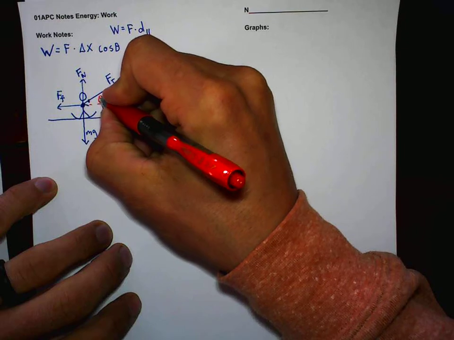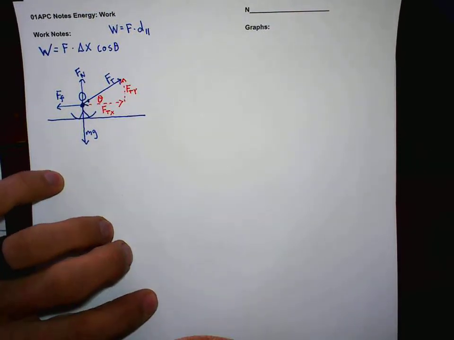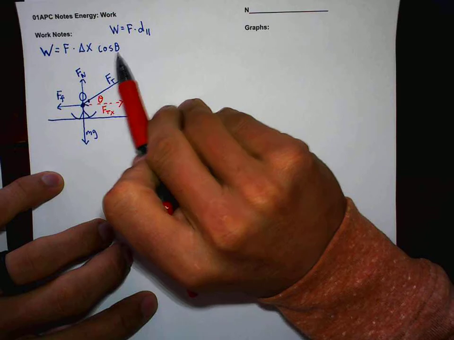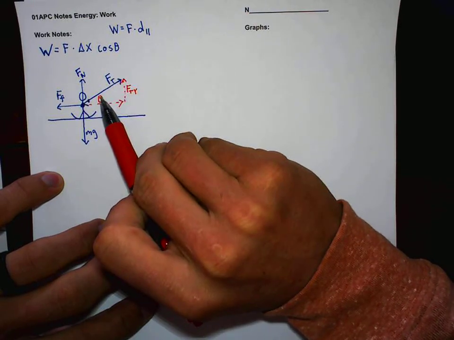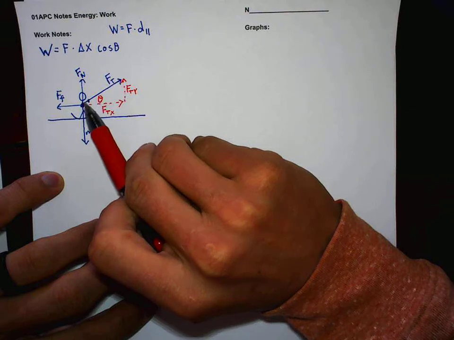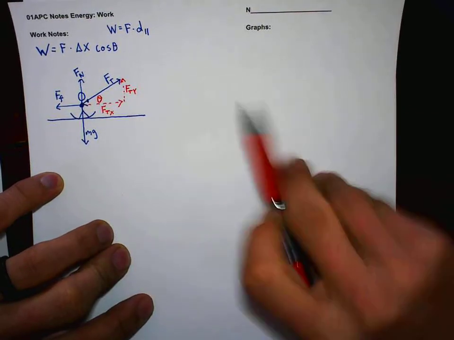If the person wasn't pulling at an angle, if they were just pulling horizontally, this would be a little easier. Angles make it slightly more tricky. All right, now this cos theta, this is the theta we're talking about. The angle between the force that we care about and the distance that we're going to go.